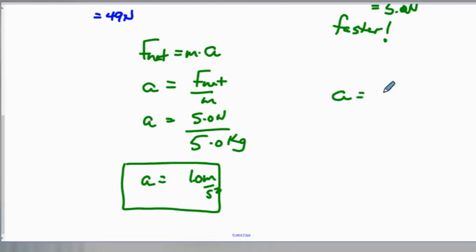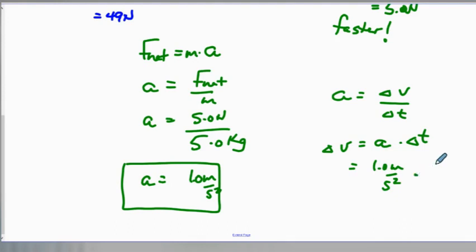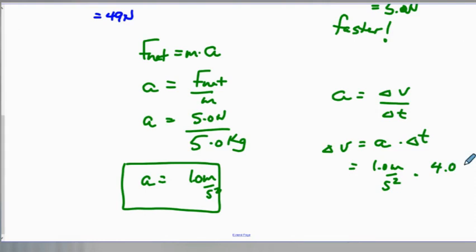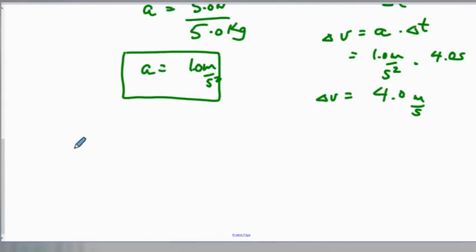Okay, we're not done. We know that our acceleration is the change in velocity divided by the change in time. Going back to our kinematics equations, our change in velocity will be equal to the acceleration times the change in time. So that would be 1 meters per second squared multiplied by, was it 4 seconds? Time was 4 seconds. So my change in velocity is 4 meters per second.